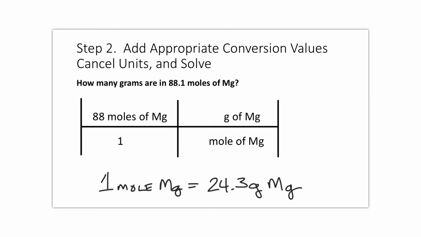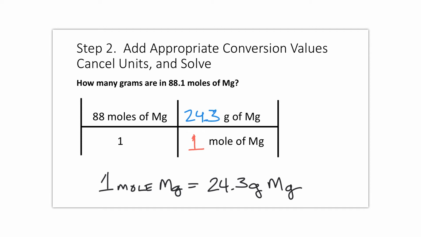Now that we have everything filled in, we just have to put the correct numbers where they go for the conversion factor. And remember this, I said the number follows the unit. So what number goes with the word mole? That's the number 1. So we're going to put 1 here. Notice before it was on the top, but now it's on the bottom because we're going the other way, right? And now what number goes with the word gram? That's 24.3.